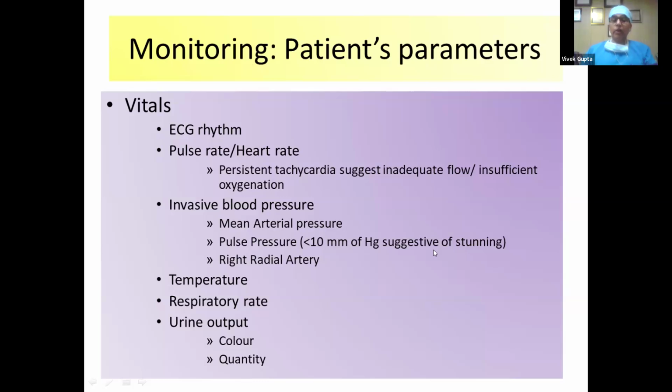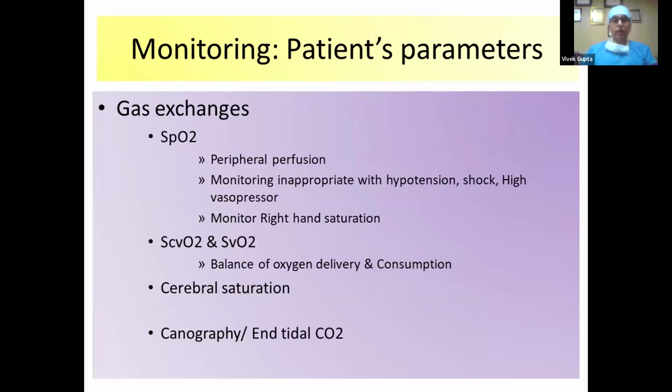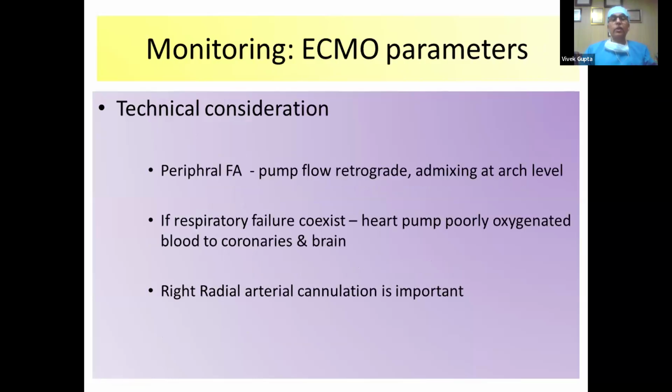Besides this, monitoring urine output can be a very good guide, by looking at the color as well as the quantity. Gas exchange we monitor by looking at SpO2. However, central venous oxygen saturation, as Dr. Pranay has already discussed, will help us identify that adequate tissue perfusion and adequate oxygenation are taking place. We look at cerebral saturation, and capnography can definitely guide us, as any improving trend will guide us toward improving cardiac output.